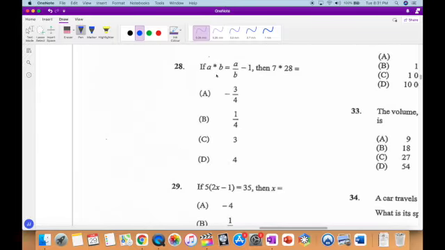An operations question here. A operation b is equal to a over b minus 1. Then 7 operation 28 will be 7 over 28 minus 1. 1/3 minus 1. No, wait. A quarter minus 1. 1 could be seen as 4 over 4, so that is minus 3 over 4. So now we have a.